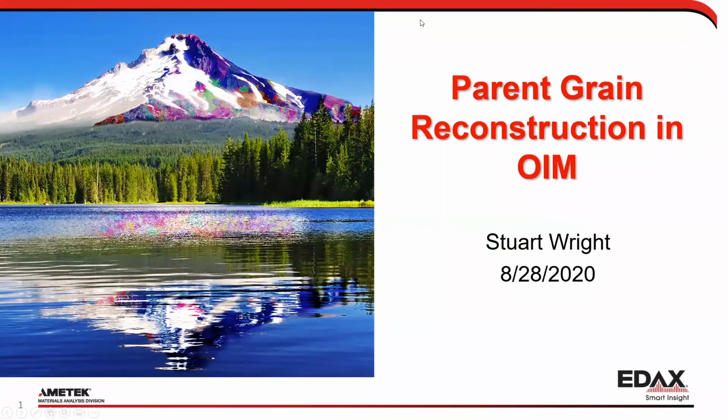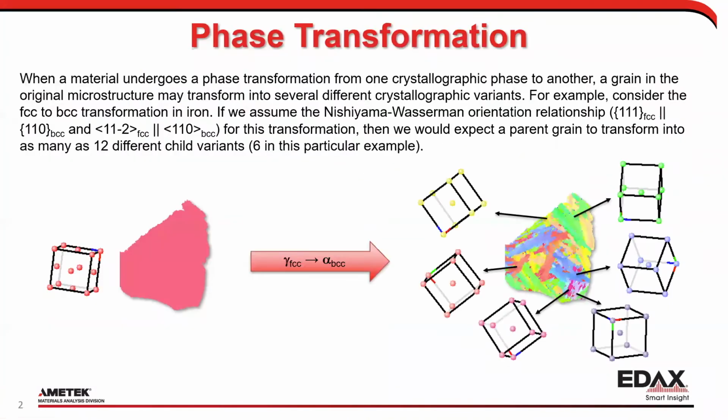What are parent grains? Why does it matter? With certain phase transformations, and I'm probably going to be skipping quite a few slides in this presentation, there are certain materials where, usually via heat treating or cooling, they undergo phase transformations. What happens is you have what's called a parent or a child grain, where basically you have an initial grain and it subdivides itself into new grains. This is what they call the parent-child relationship.